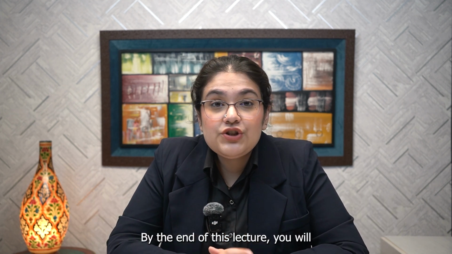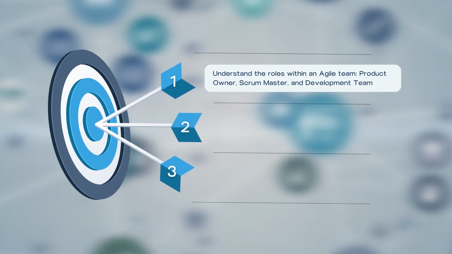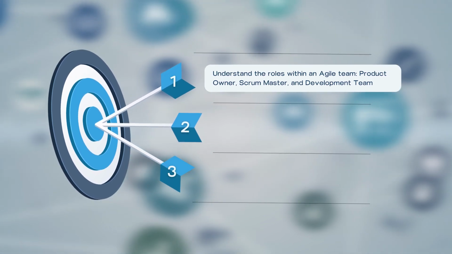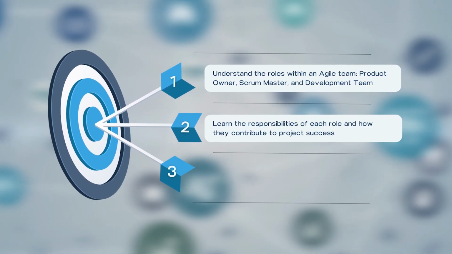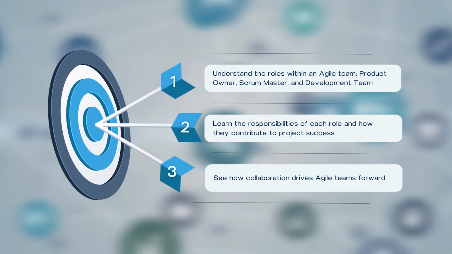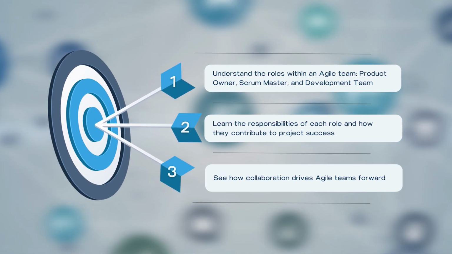By the end of this lecture, you will understand the roles within an agile team: product owner, scrum master, and development team. Learn the responsibilities of each role and how they contribute to project success. See how collaboration drives agile teams forward.